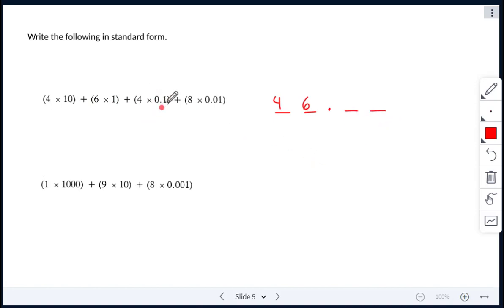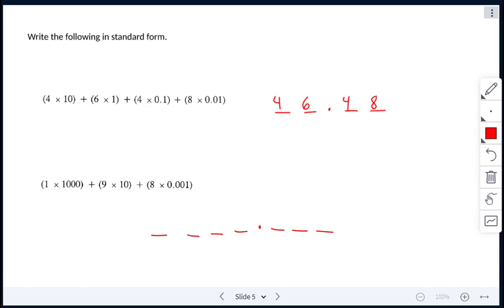I have 4 in the tenths position, so right here. And then I have an 8 in the hundredths position, so right here. All right, so our decimal is 46.48. Okay, I'll let you guys try that second one here.